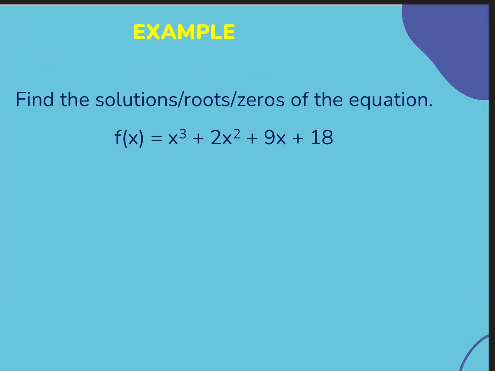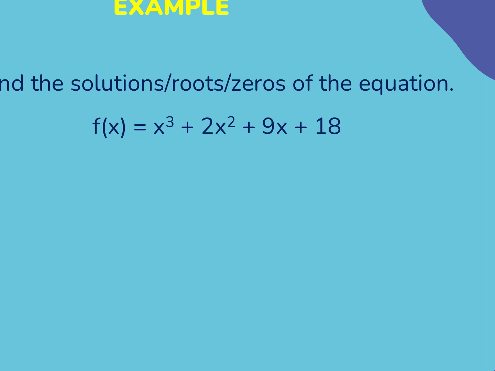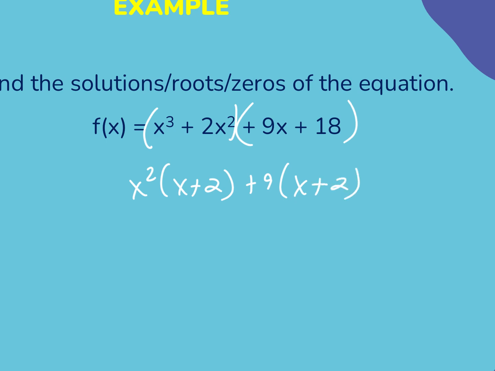Let's look at the last one. Before you throw stuff in your calculator, what should I tell you to do? Check to see what happens here. Can I group this? So I have x squared, x plus 2. What can I take out here? Positive 9. I'm left with x plus 2. Oh, perfect. So my new GCF is x plus 2, and then I have x squared plus 9 left over.